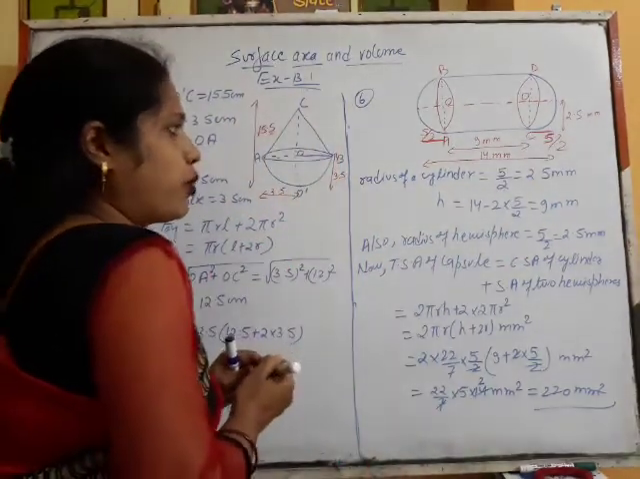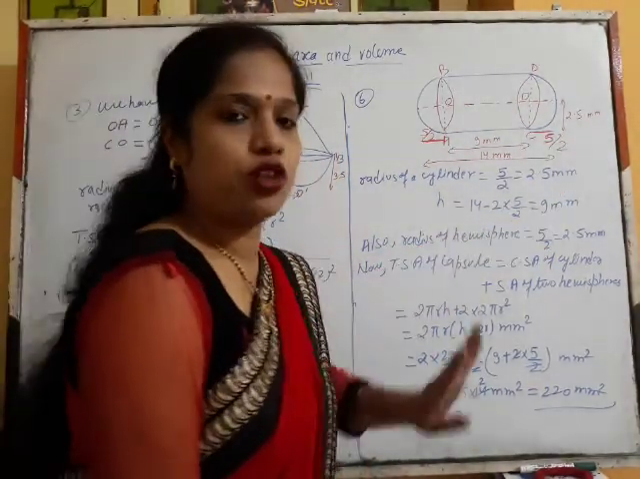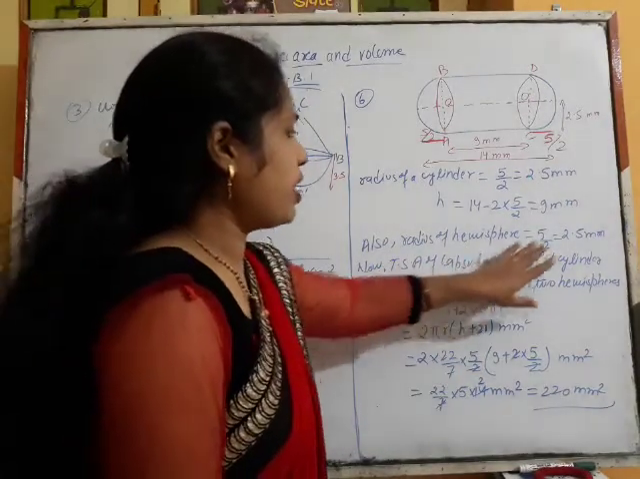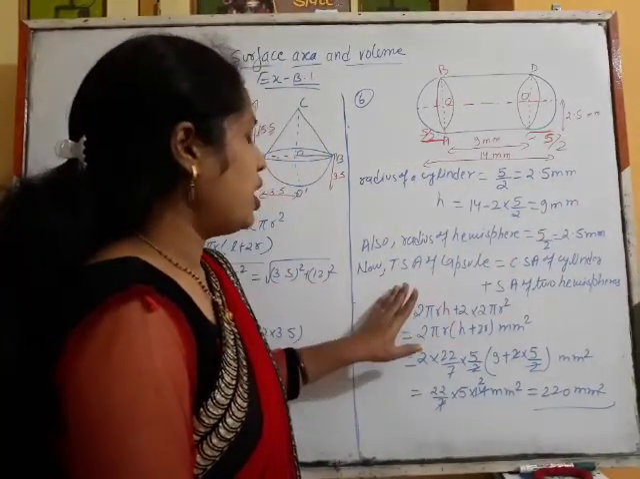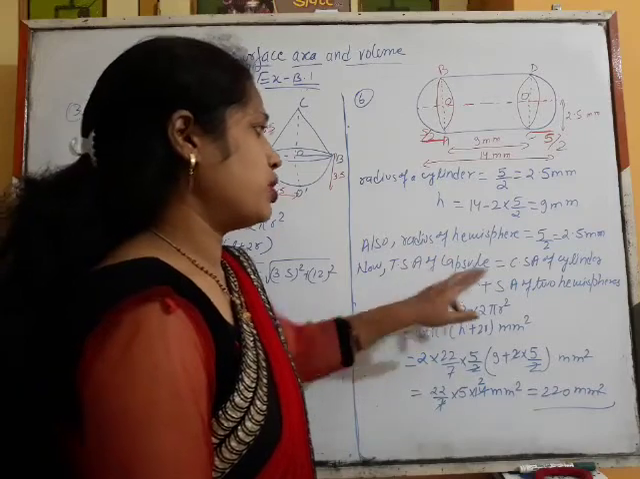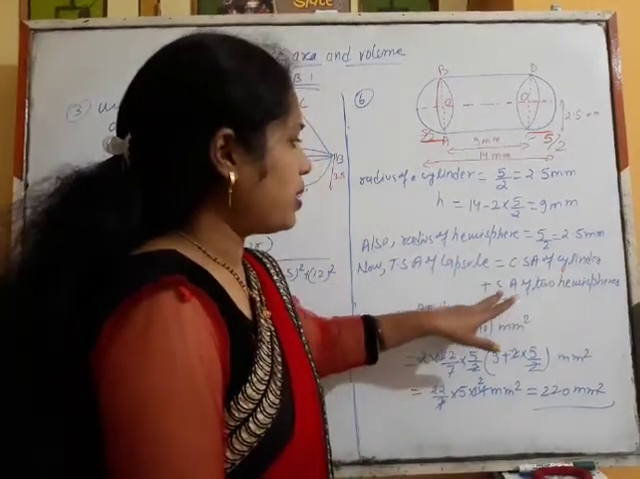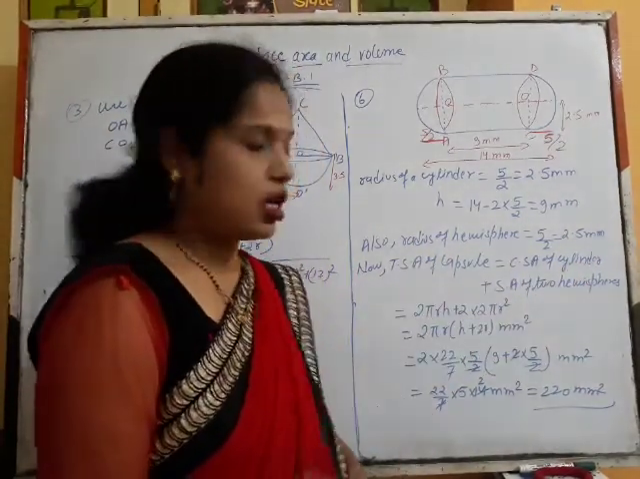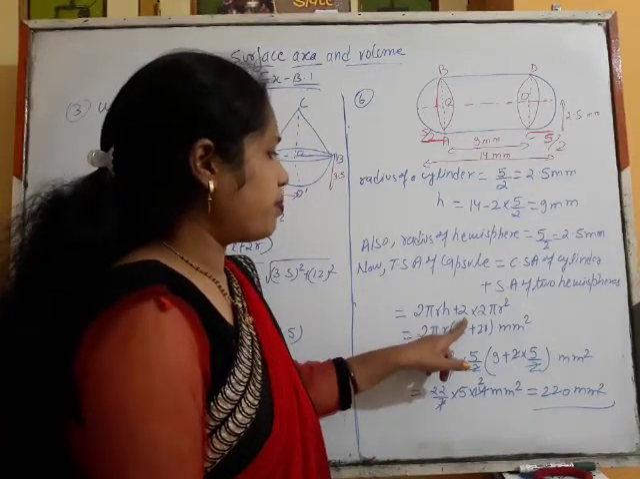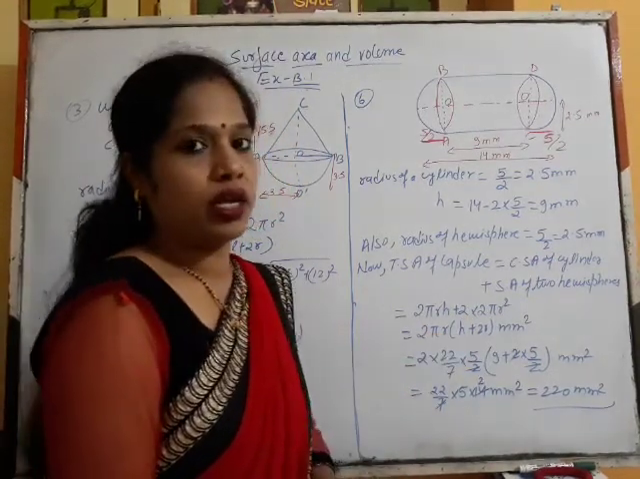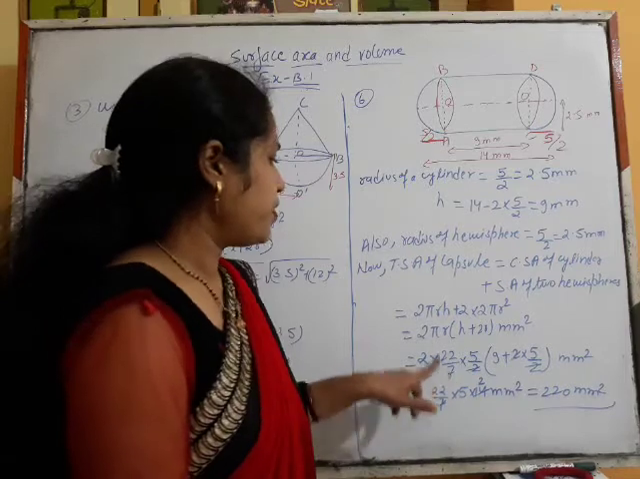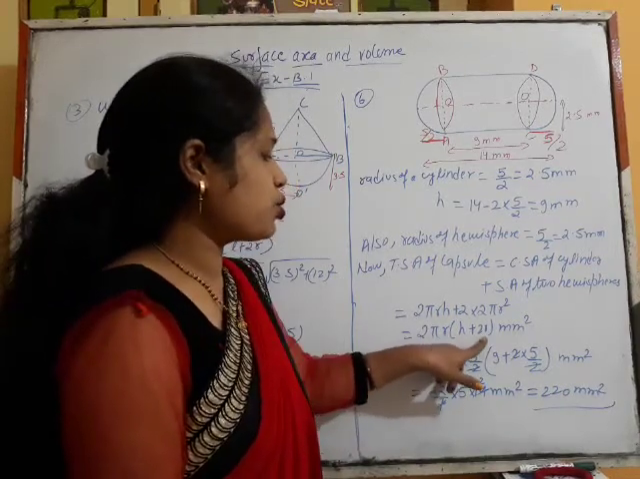So 2 into 5 upon 2 minus 14 will give the height of the cylinder. Now the radius of the hemisphere is again 5 upon 2. The total surface area of the capsule is the curved surface area of the cylinder plus the surface area of two hemispheres. So 2 pi r h plus 2 into 2 pi r square. Two hemispheres, so twice. 2 pi r is common, h plus 2r will be inside.